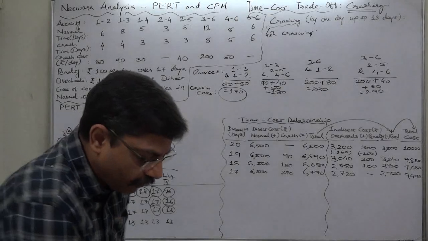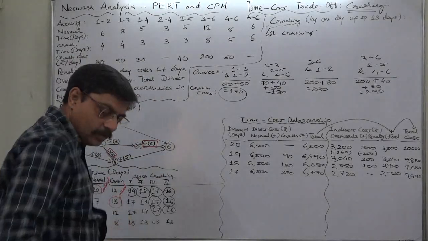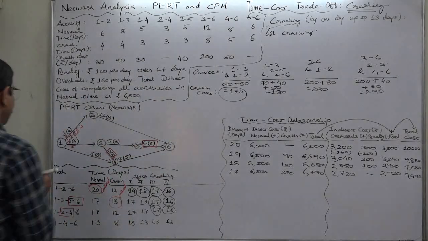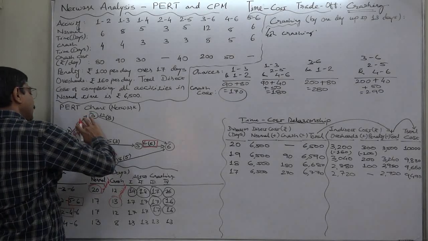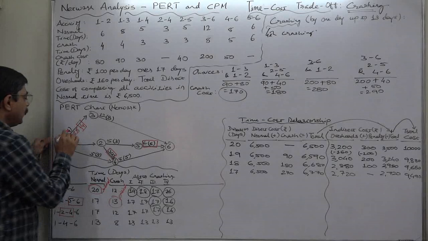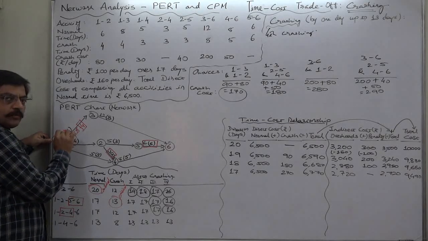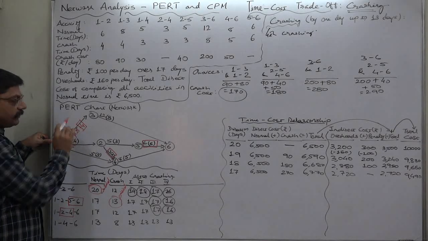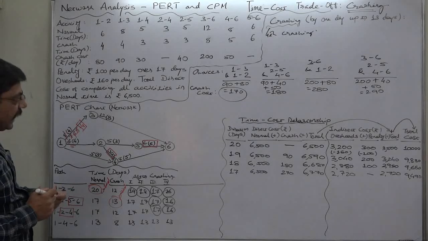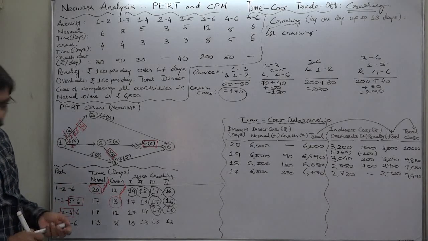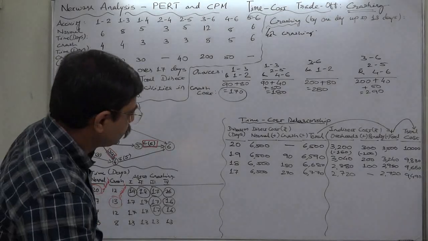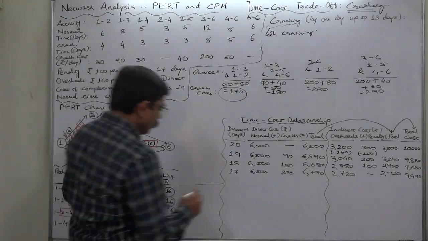After the fourth crashing, there are two remarkable situations. First, in case of activity 1-3, further crashing is not possible because it can be crashed up to 4 days, and we have reached the duration of 4 days. So from now onwards 1-3 will not be an available choice. But let's first go for cost analysis.